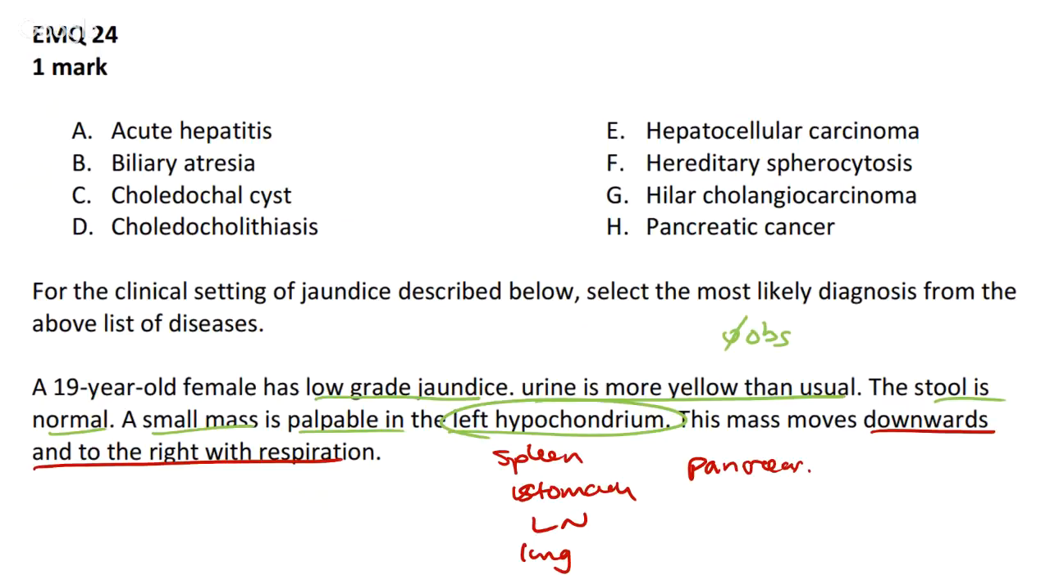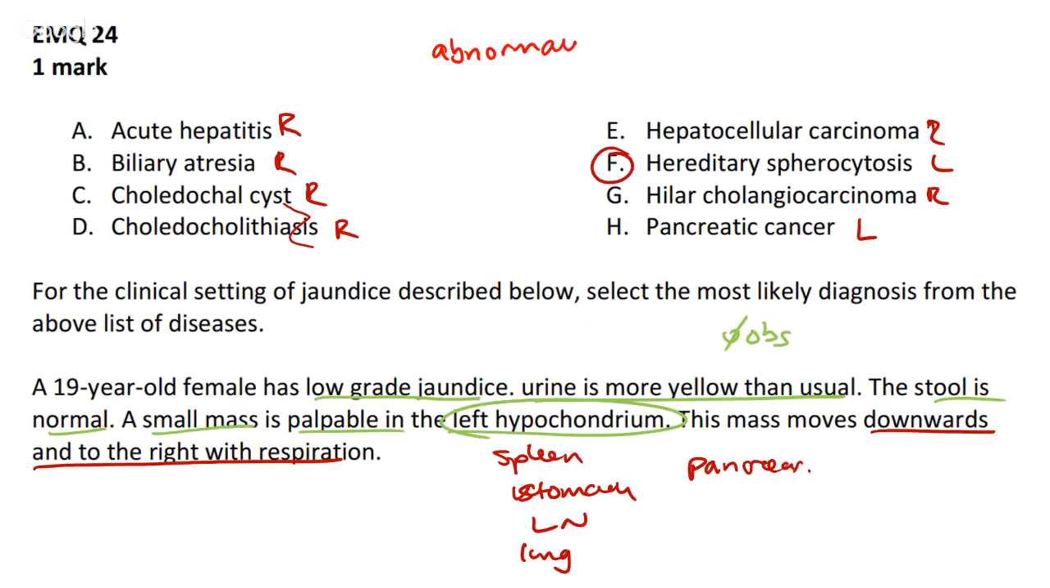Spleen. So what is a classical thing on the abdominal examination that we always look for? To see if the spleen moves downwards and to the right. So acute hepatitis, so look, that's on the right side, that's on the right side, that's on the right side, that's potentially on the left side, and this is on the left side. So the only one that it could be is hereditary spherocytosis. So what is hereditary spherocytosis?